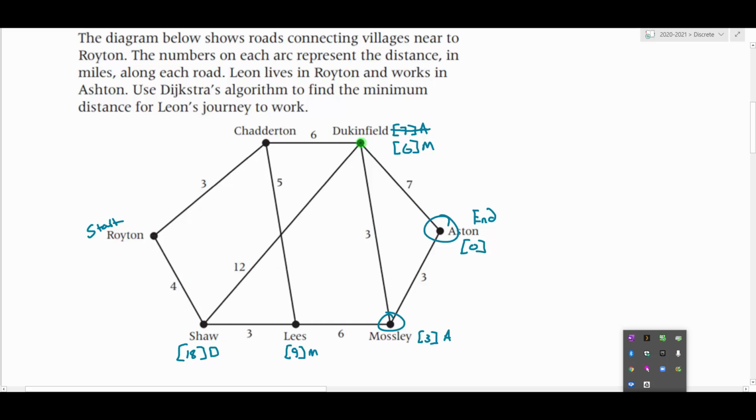Okay. And then we got one more edge over here, so we got Duncanfield to Chatterton, so I can get to Chatterton in 12, right?